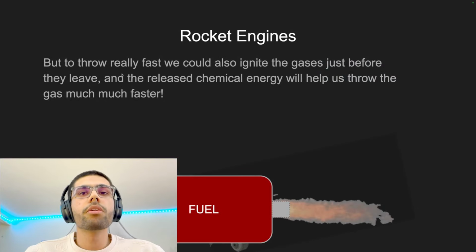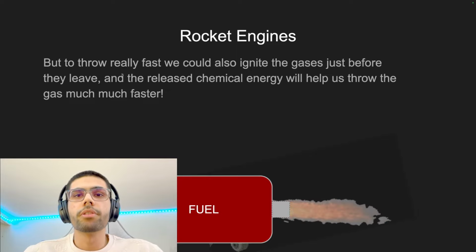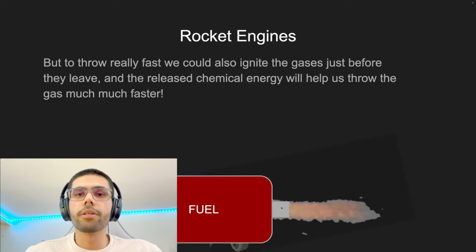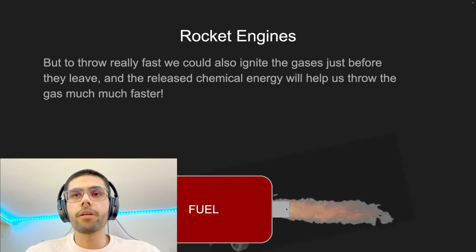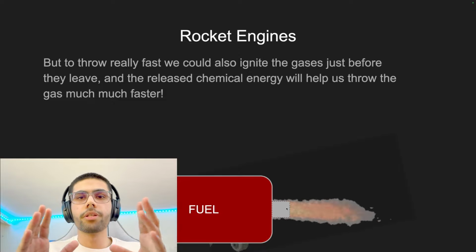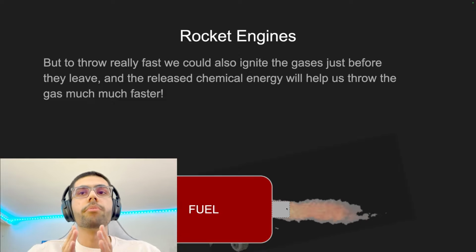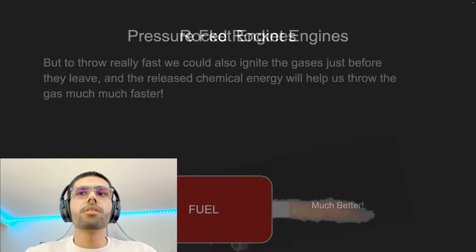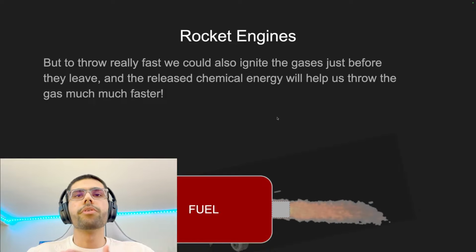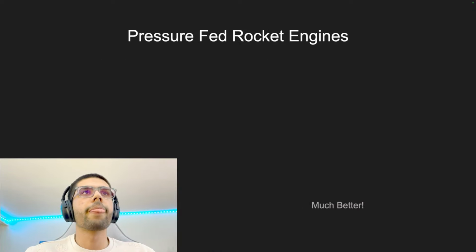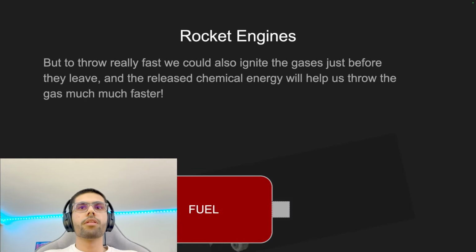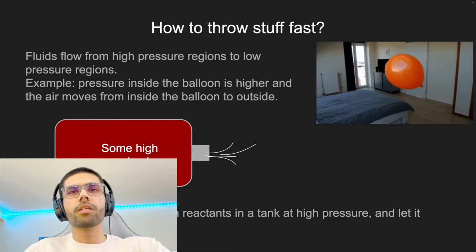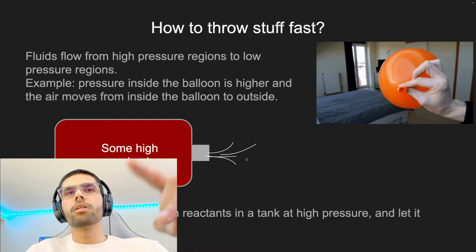Now, what if we want to increase the exit velocity even further? We can ignite the fuel just before the exit so that it expands further. If it expands further, it's going to go out with more speed because the volume is increasing in this section. This is basically chemical energy being converted into kinetic energy in action. Now, if in this case the pressure is, let's say, double of this, the exit velocity is going to increase.